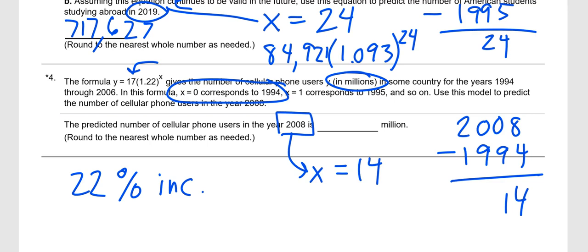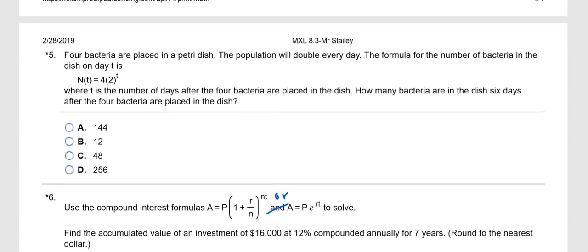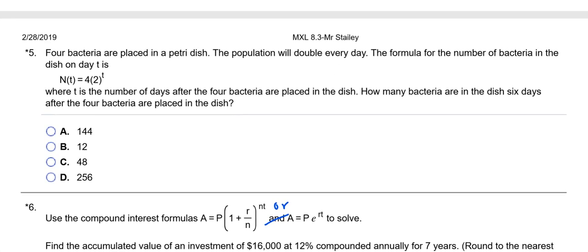275 million. Would it be okay in this particular case if somebody put 275.1 million? No, that's not okay. I can deal with fractional numbers of millions of people. I cannot deal with fractional numbers of individual people. But we can do fractional amounts of larger groups. At least we're not hurting people. Okay?